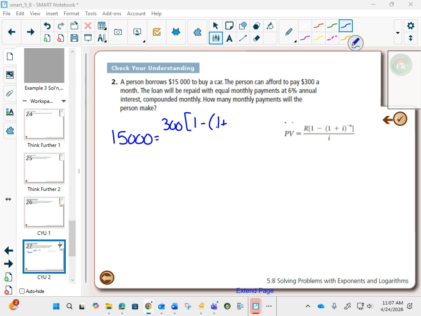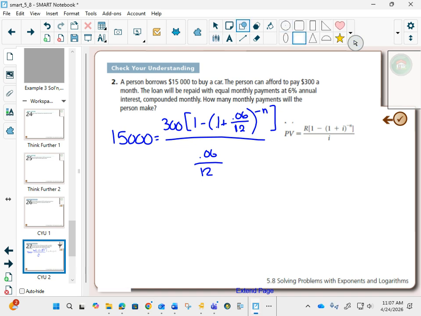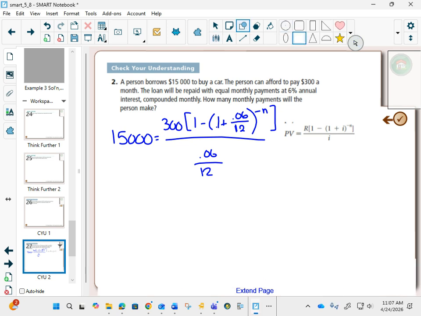So you'd have to change your interest rate to a decimal. And since it's compounded monthly, you do 0.06 divided by 12, to the exponent of negative n, and n is the time. Close that square bracket, over 0.06 over 12. So we are solving for n, which is the number of payments, and the n is in the exponent.